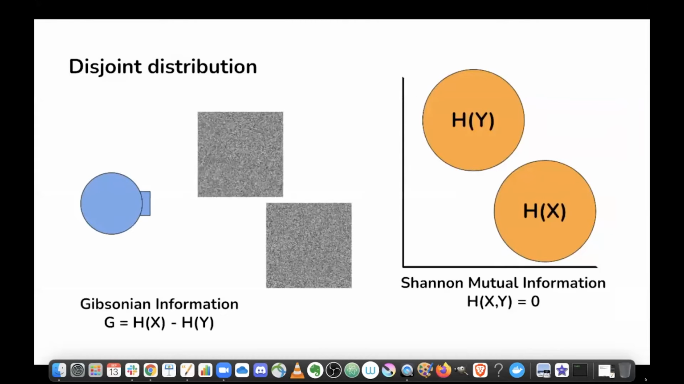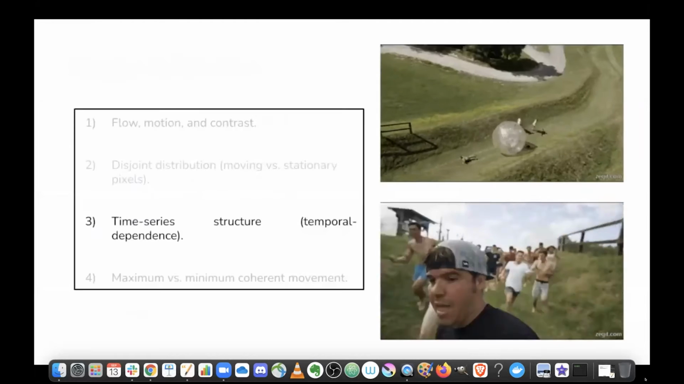And this differs from Shannon information, where you're interested in the two different variables and the information of those two variables, how much they overlap. So in this case, we have mutual information of 0, but in Gibsonian information, that same array is highly informative, or can be highly informative.